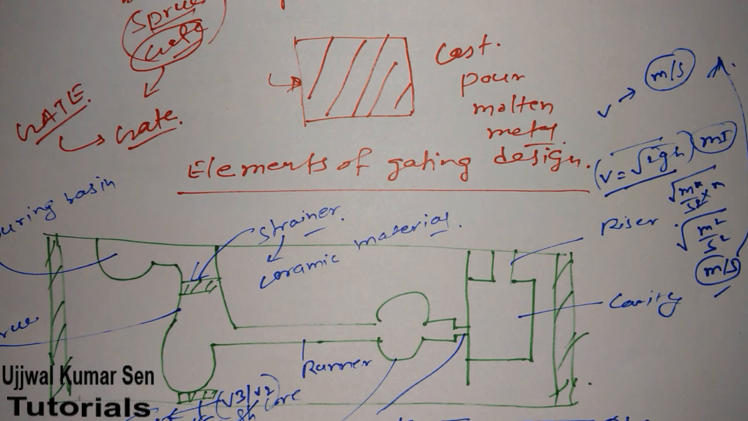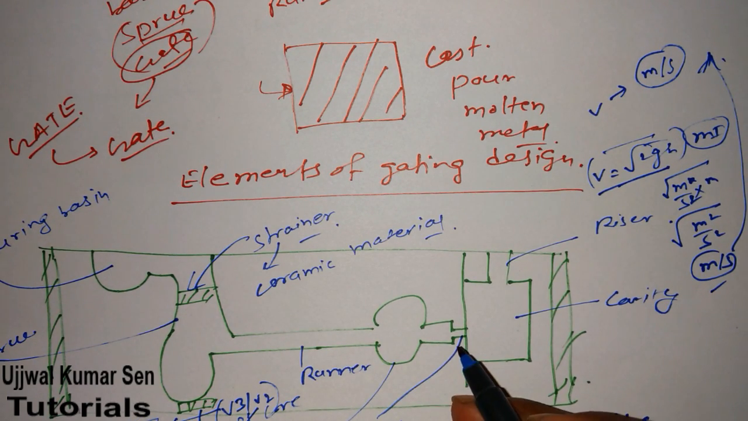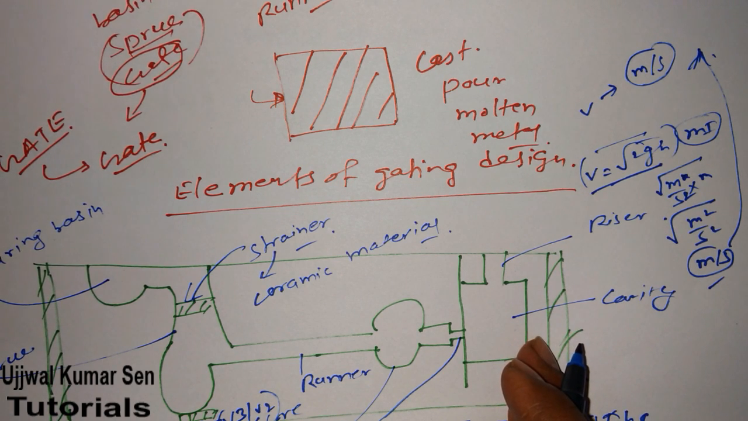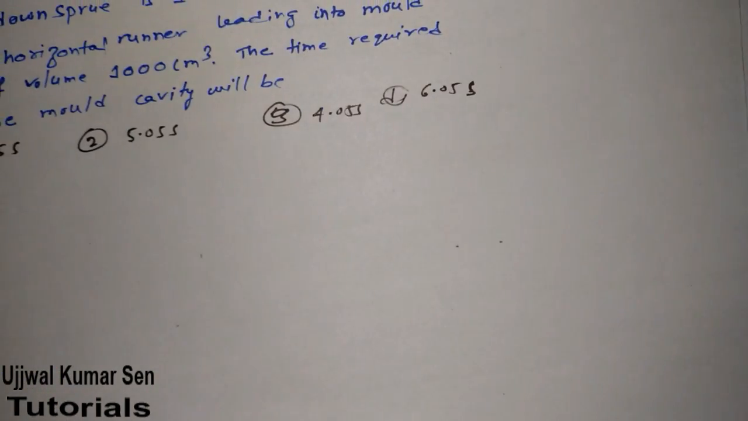Now we'll go for the gate and types of gate. I have shared with you what a gate is. Basically, molten metal passes through this gate to the cavity. Now we'll go for types of gate. What are types of gate? Basically we need to know that.